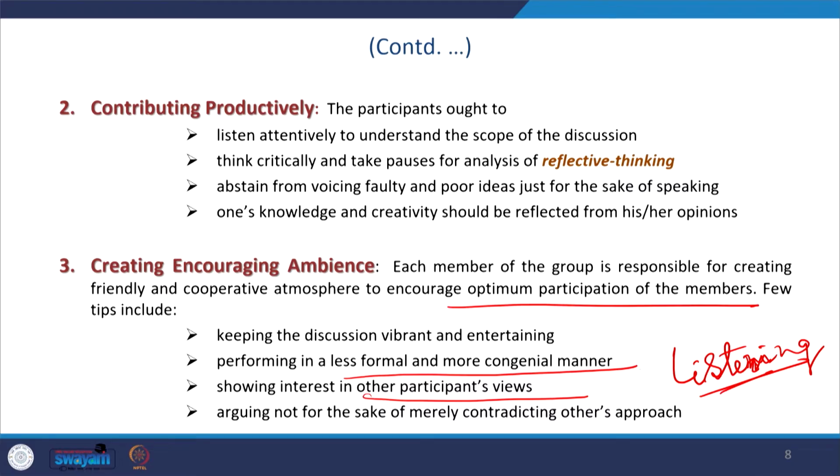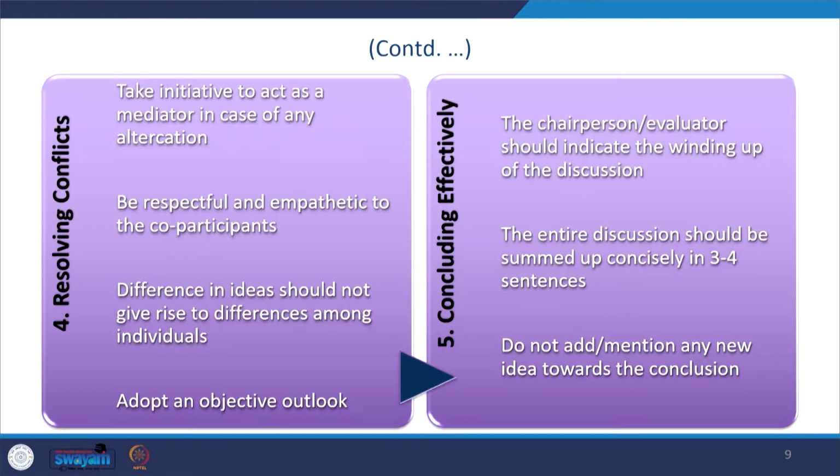Argue not for the sake of merely contradicting the other person's approach. When you listen, and if you simply feel that you must contradict, that's actually a bad idea, my dear friend. Don't argue unnecessarily simply to contradict or to oppose the views of other people.